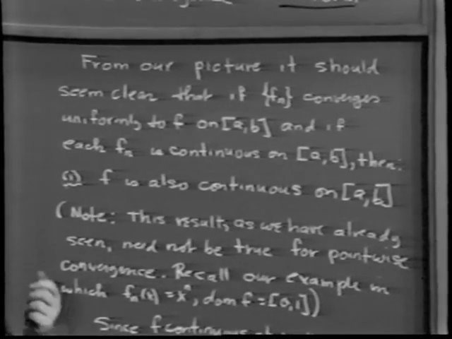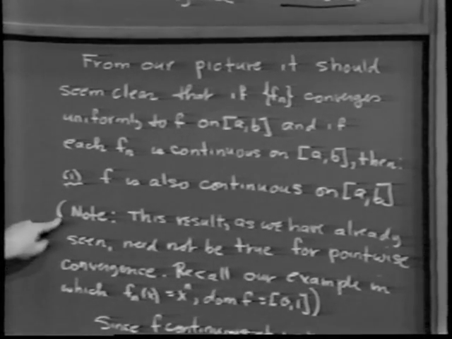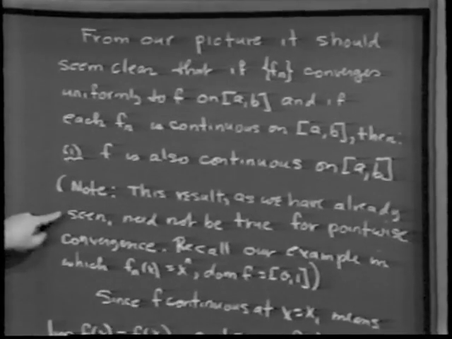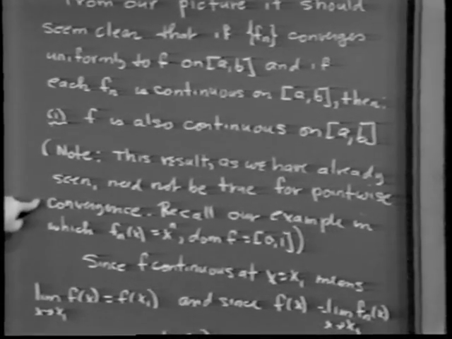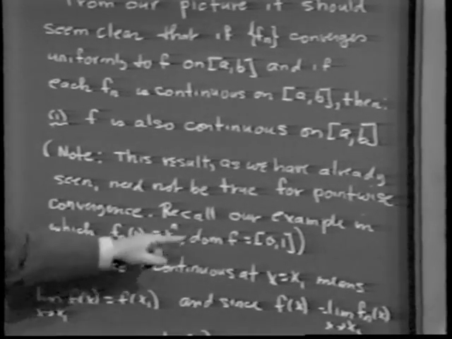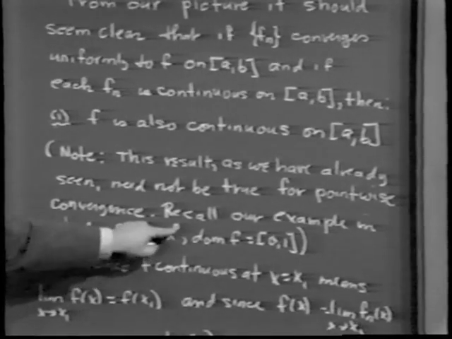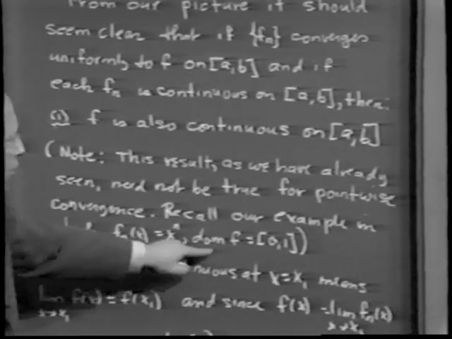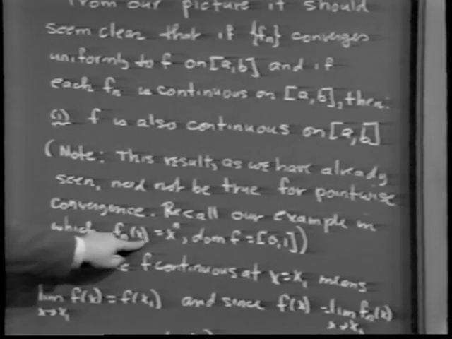The point is, maybe that's what you expect. But note this. In one of our earlier lectures, we already saw that if we only had pointwise convergence, this did not need to be true. In particular, recall our example in which we defined f sub n of x to be x to the n, where the domain of f was the closed interval from 0 to 1. Remember what happened in that case?